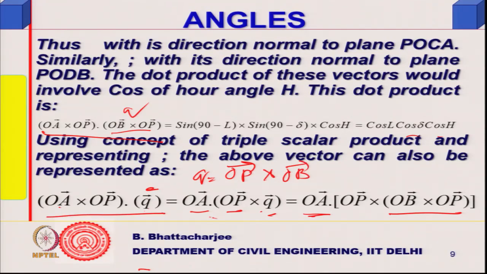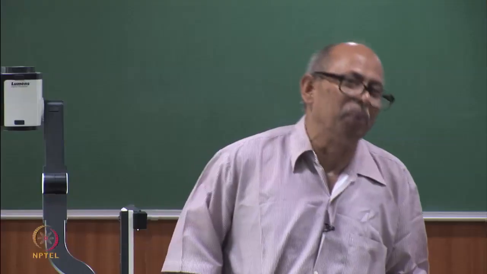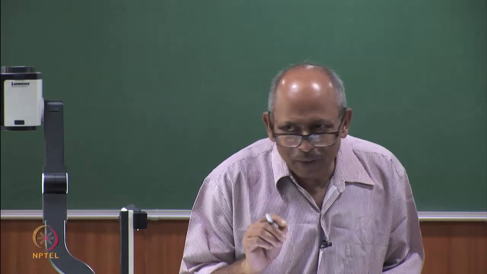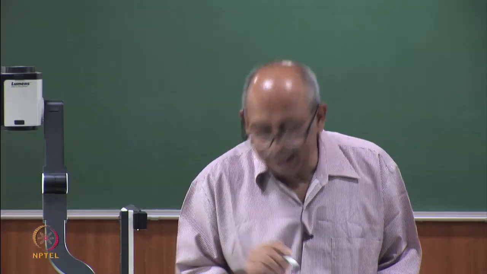So the principle is this: in my case, q is nothing but, if you remember, this I am writing as q. So q is OP cross OB, I just place it back again here. So this is it. Now, this is a triple vector product, so using the principle of the triple product, I can write it like this.